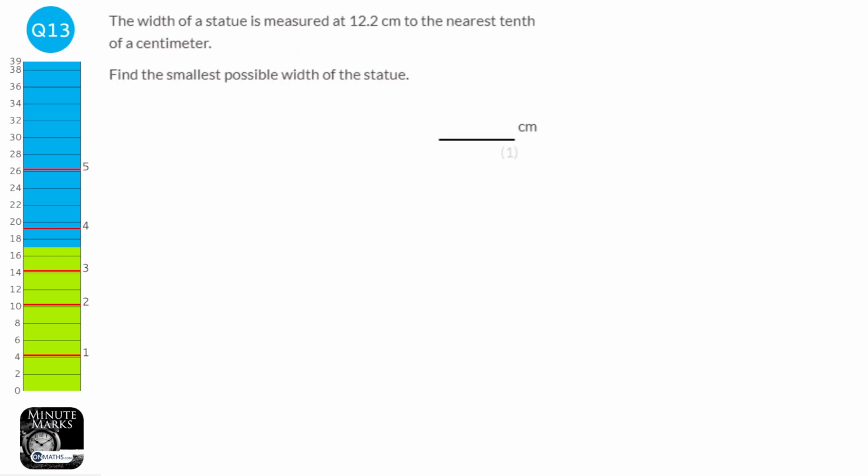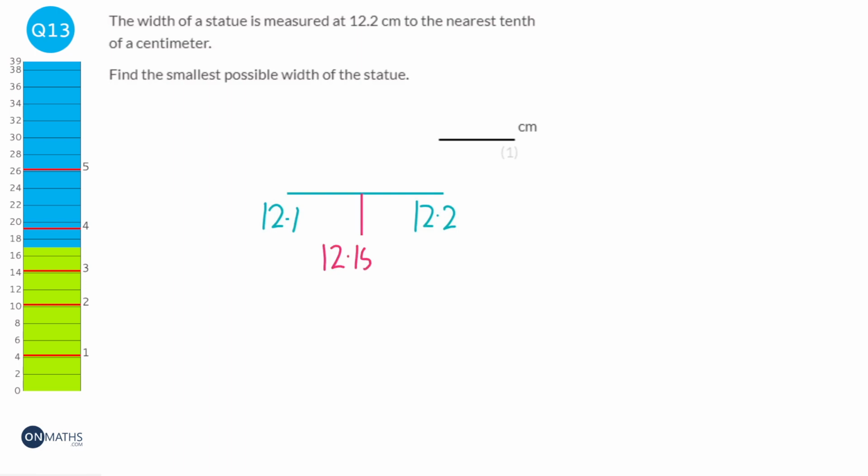To find the smallest possible width, I'm just going to do a quick number line. And all I'm going to do is put 12.2 on our number line and figure out what the next number down will be. Well, if it's the nearest tenth, the next number down would be 12.1. That's the next number down it could have rounded to. And I'm just going to cut this number line in half and find out where our halfway point is. Well, the halfway point would be 12.15, and that's actually the minimum it could have been before it would have rounded to 12.1.